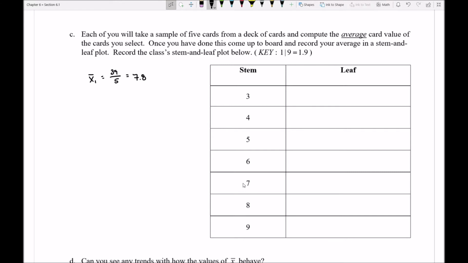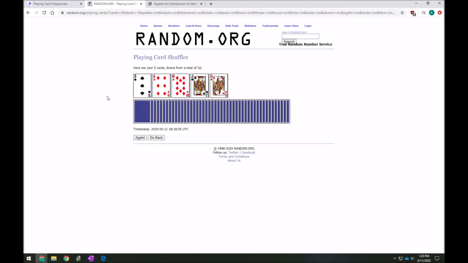7 is going to stand for the whole part, and I'm just going to put down the decimal value of the 8 over here. Now, notice I could do this a whole bunch more times and get a lot of different X bars every time I draw new cards. I could go back and say, do it again. And this time when I do it, I can see I get a different value.